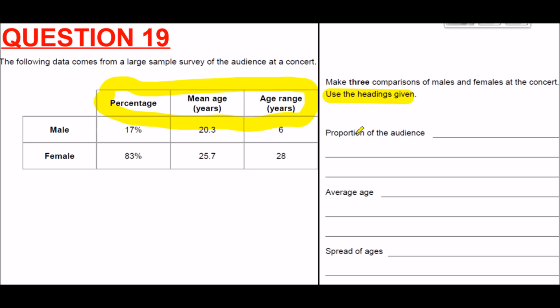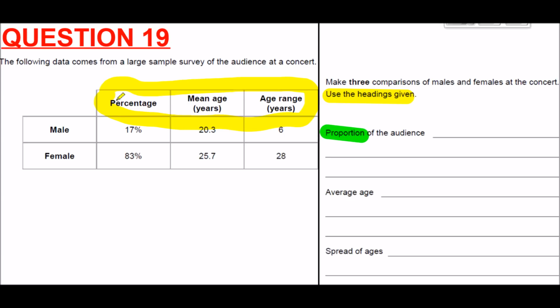And so here it's saying proportion. I can't see proportion anywhere. Average. I don't see average anywhere. Spread of ages. Again, I don't see spread. The trick here is that each one of these 3 things is going to relate to each one of these 3 headings. The examiner's testing if you can describe proportion in terms of these things here.